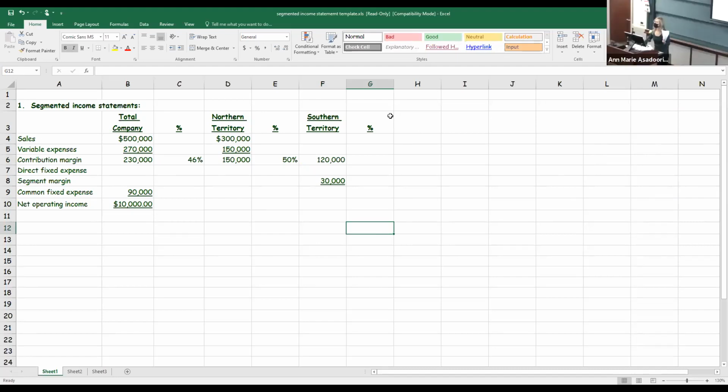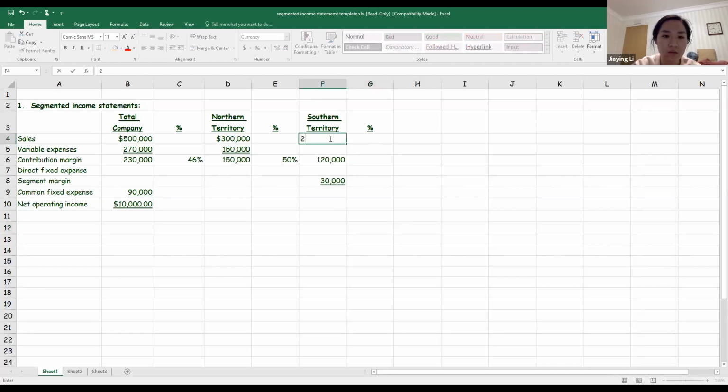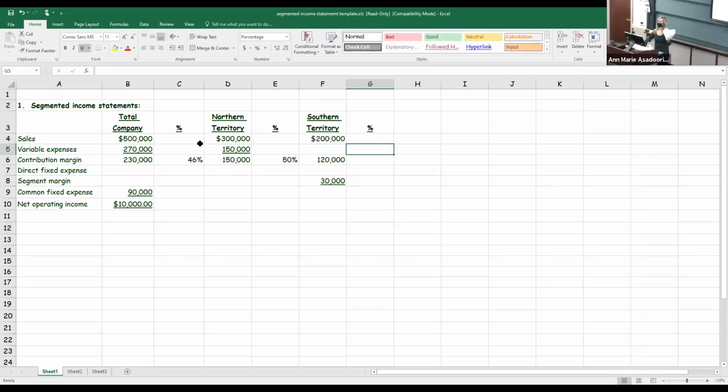Okay, if you've already answered, put your hand down, right? So give somebody else a chance. Jiaying, would the sales for the Southern Territory be 200,000? Yep. Same idea, right? If you're looking at total, and 300 is from Northern, then the rest of it has to be from Southern.